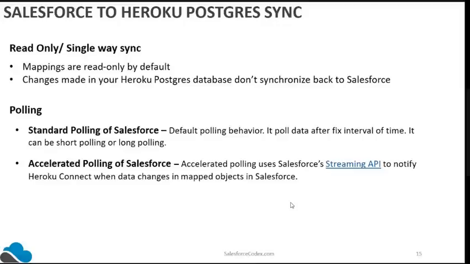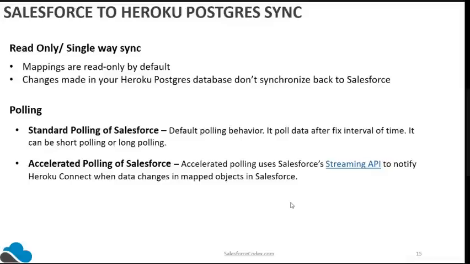But when your application is not too transactional, where there are very few database operations or updates, then you can go with a longer poll. Maybe after 1 hour you can sync, after 4 hours also you can sync. Based on the transactions performed on your site, we should think about after how many minutes or hours we should sync our two systems, Salesforce and Postgres. So that is polling.